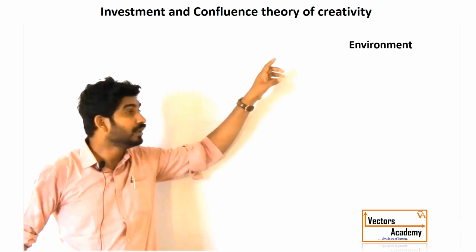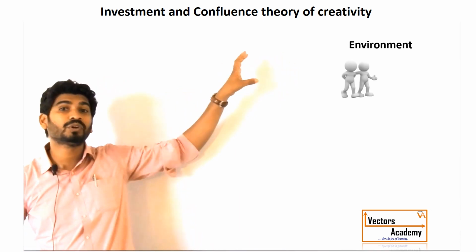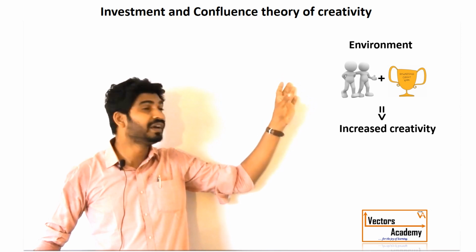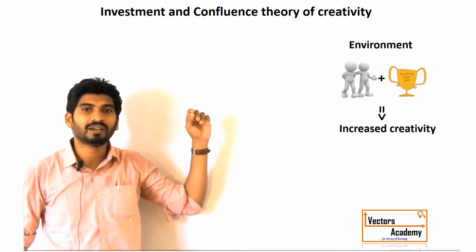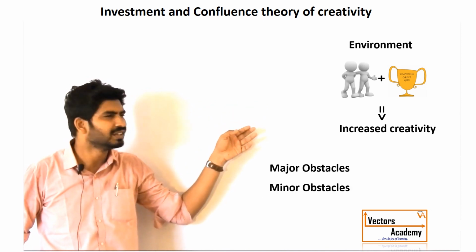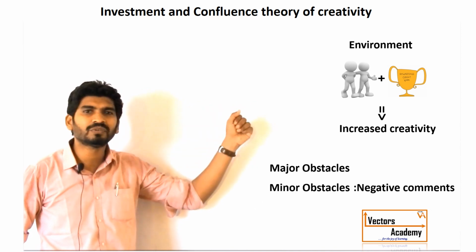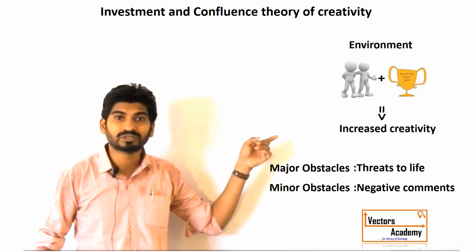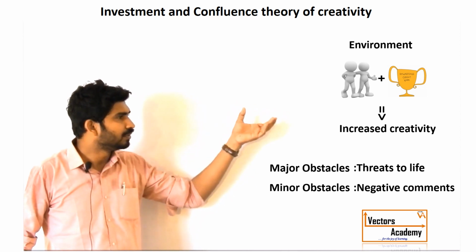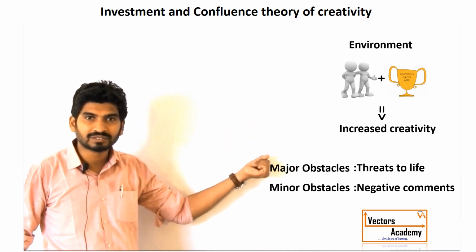Next, the environment. Now, the environment plays again a very important role. I told you this is the context-centric approach of the creativity. If the environment isn't supporting and rewarding, then it is very difficult for a person to be creative. There are many obstacles an environment can give. There can be major obstacles or minor obstacles. The minor obstacles could be negative comments from an individual. Major obstacles could be the threat to life or someone. So, environment again plays a major important role in this.